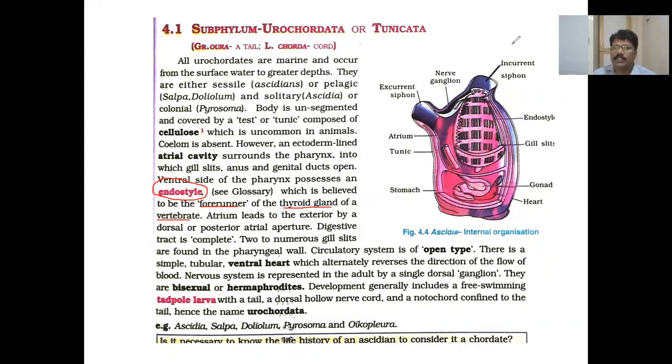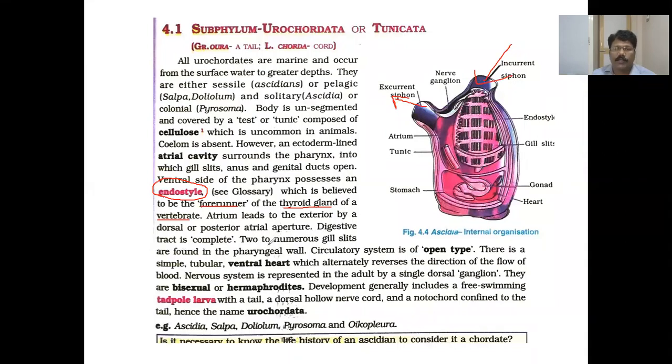incurrent siphon. That means the water enters through this one. So this is the outer exit. So water enters into this atrium and the water leaves through this. This is known as the atrial aperture. And the digestive tract is complete. That means it will have both mouth and anus.